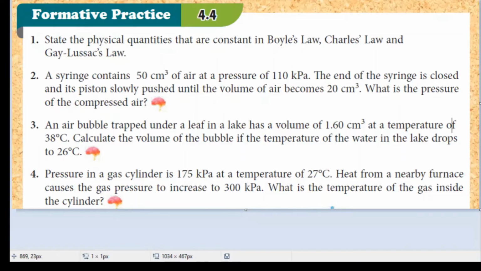Today we will continue our lesson on subtopic 4.4 gas laws. First question, state the physical quantities that are constant in Boyle's law, Charles' law and Gay-Lussac's law.